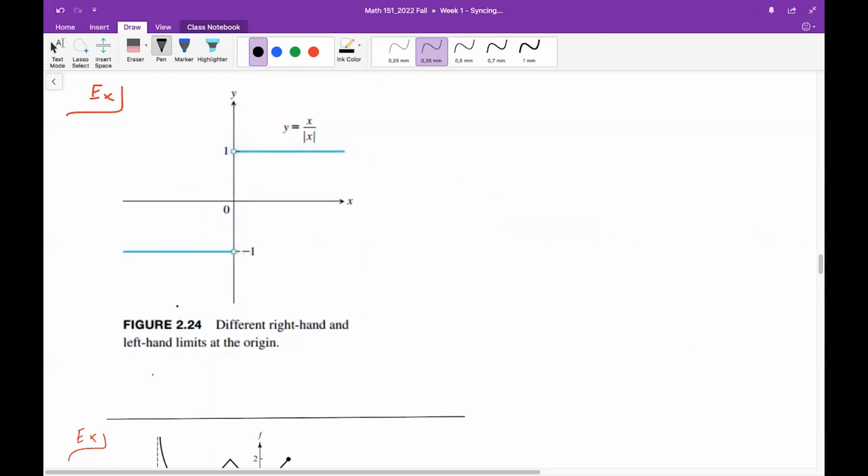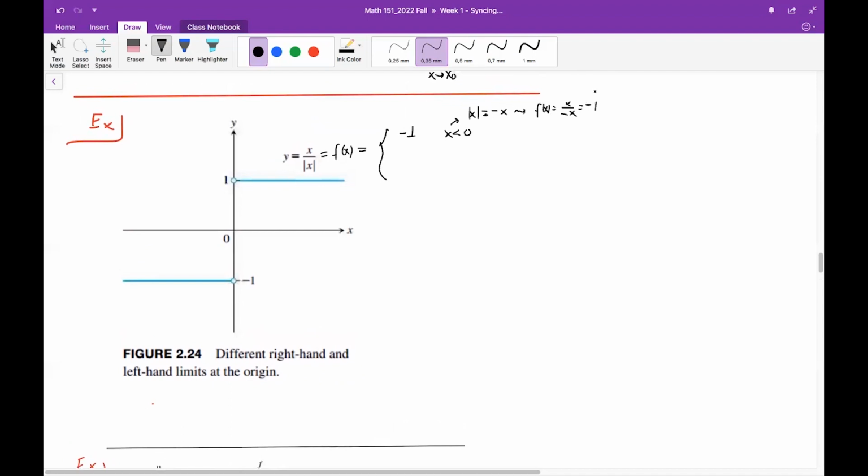Let me first plug in my computer. Okay, so look at our first example. We see the graph of this function, and you can also analyze it algebraically without seeing the graph. If x is less than 0, what happens to this value? If x is less than 0, then the absolute value of x is evaluated as minus x. That's why your function is -1, because then f of x is x divided by minus x. After simplifying, you get -1.